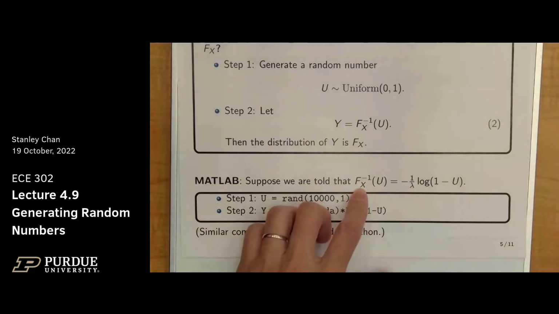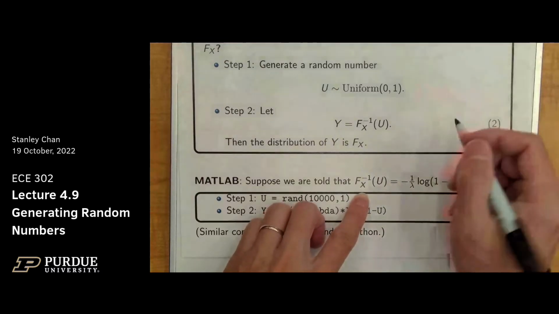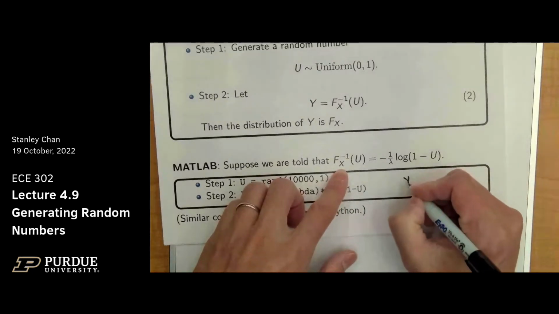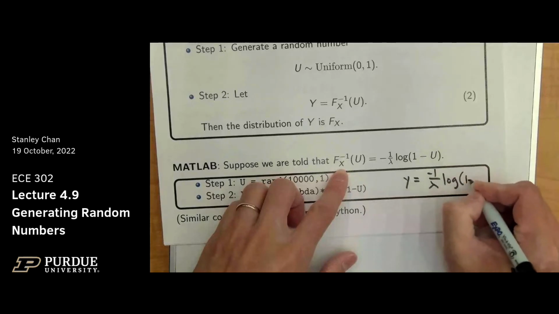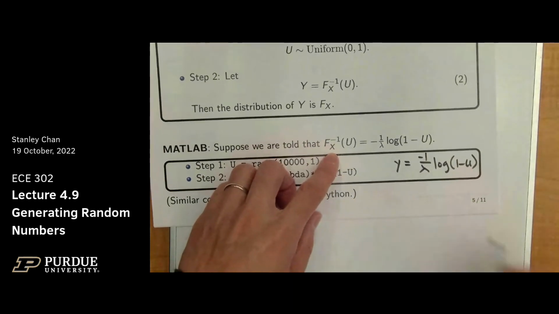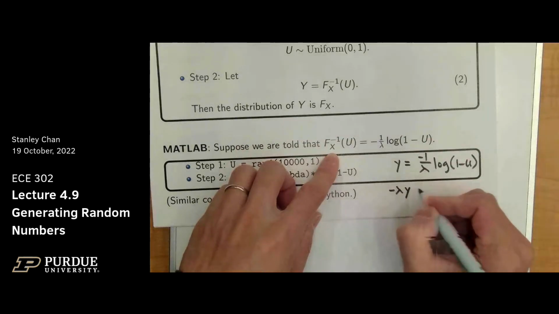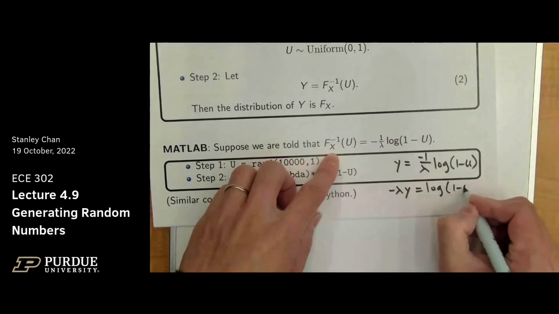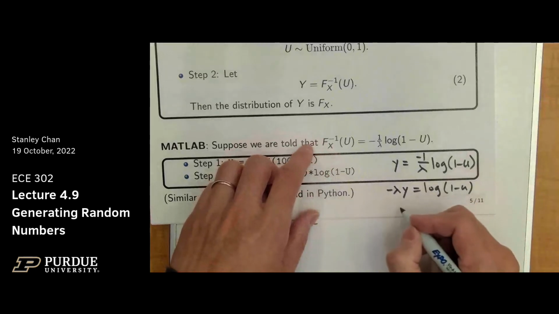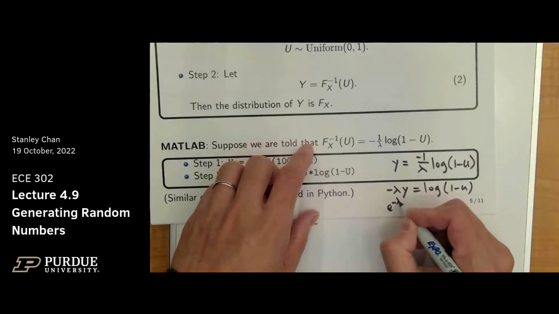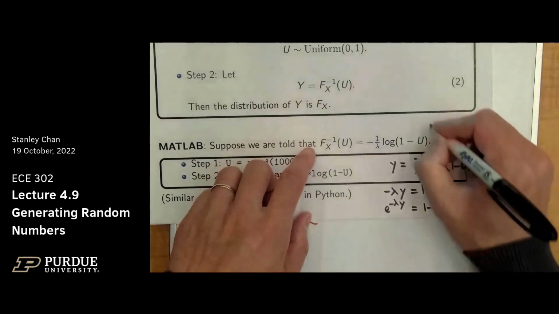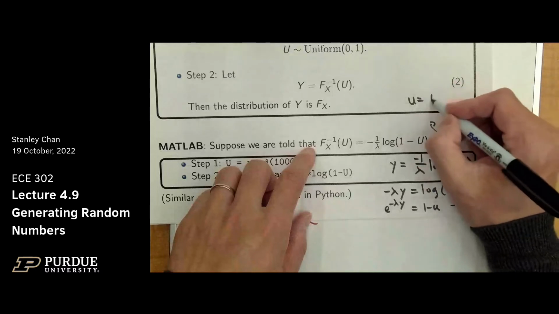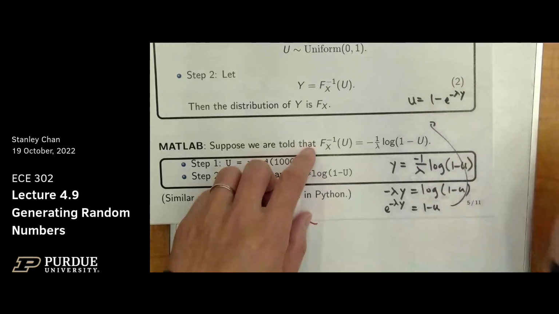Now you may wonder, what is that fx? Okay, I give you the fx inverse. What is the fx? Well, you can do the inversion. So you say y equals minus 1 over lambda of log 1 minus u. You ask, what is u? Well, so it would be lambda y minus, so then it will give you log of 1 minus u. Then you have e to the power minus lambda y. That will give you 1 minus u. So u will give you 1 minus e to the minus lambda y.